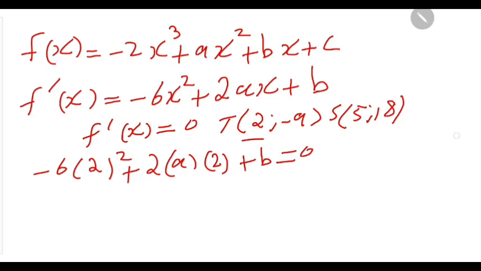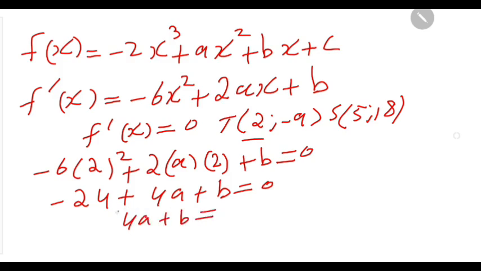Now I'm going to solve here. This becomes -24 plus 4a plus b is equal to 0. So therefore 4a plus b equals 24, because -24 switched over this side becomes positive 24. So this is my equation number 1.